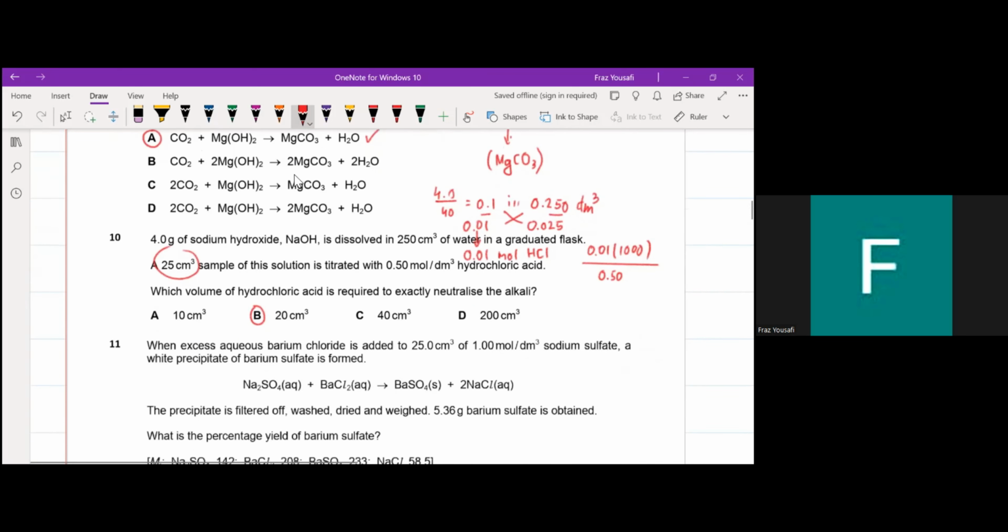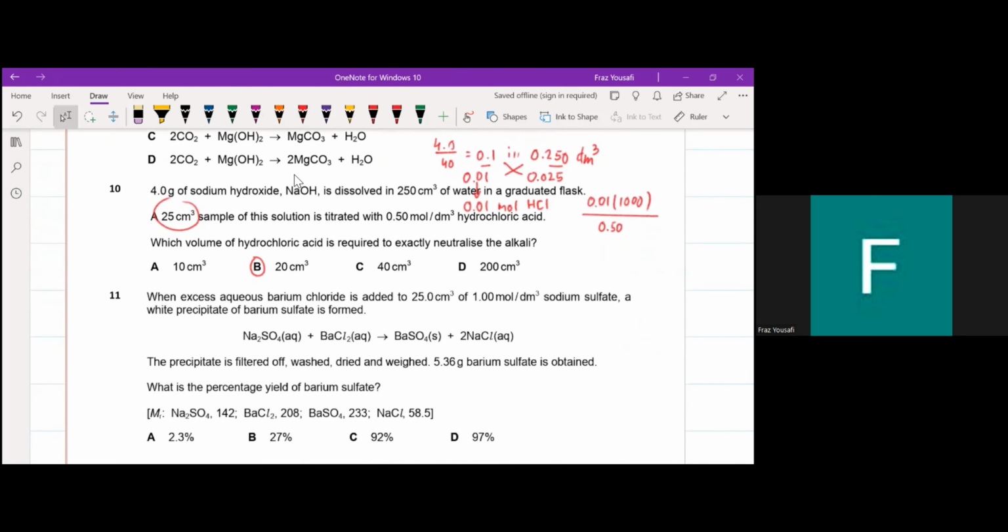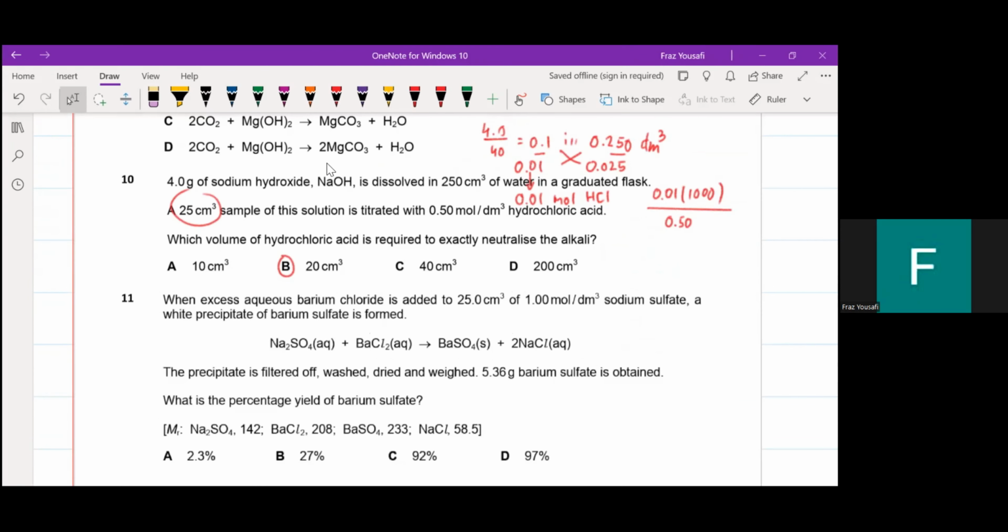All right. Now, next question, number 11. I think the biggest problem here was most students just used 0.1 moles of NaOH. And so they ended up getting 200. 200 is not the answer, because remember, you're diluting 250 down to 25. So the number of moles will decrease accordingly as well.